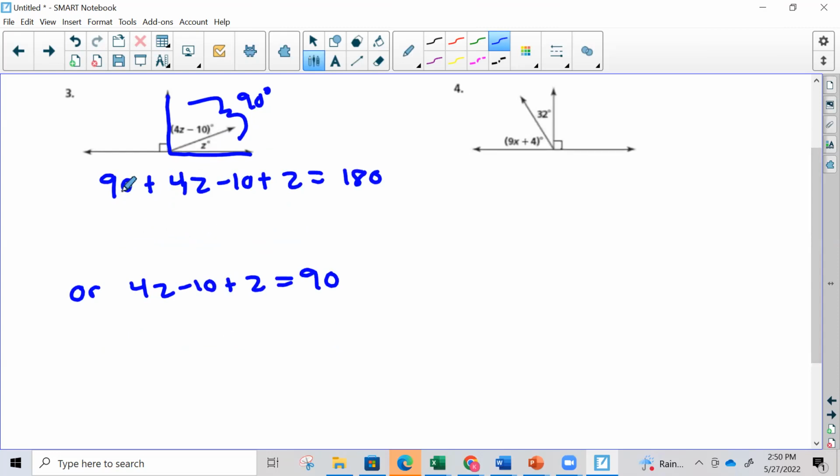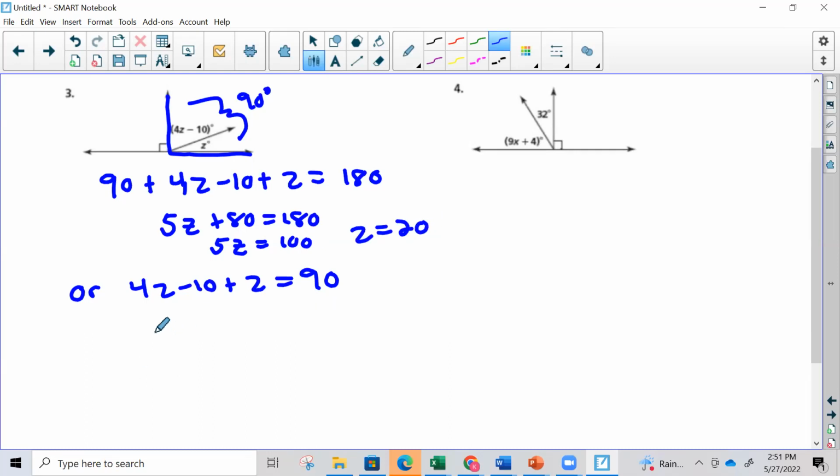If this one, you would do 90 minus 10, which is 80. And then I have 4z plus z, which is 5z. So I'd have 5z plus 80 equals 180. I'm going to subtract 80 from both sides. I get 5z equals 100. And then I'm going to divide 100 by 5, and I get z equals 20.